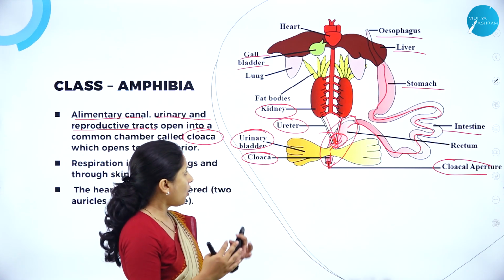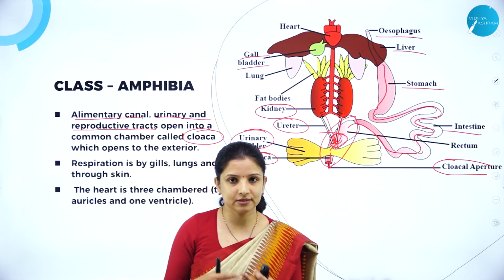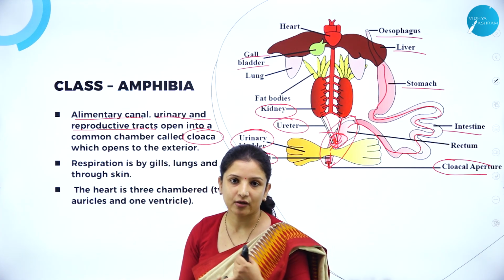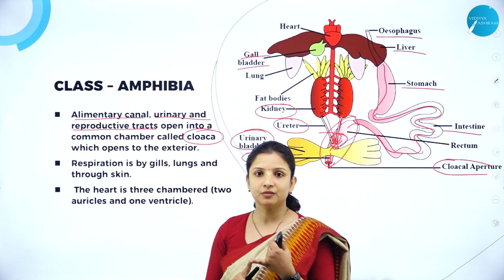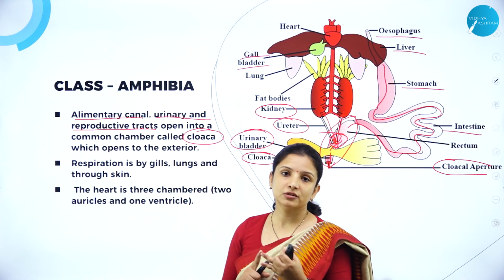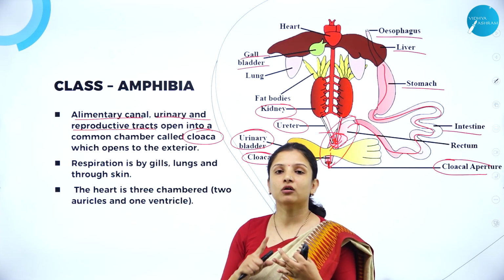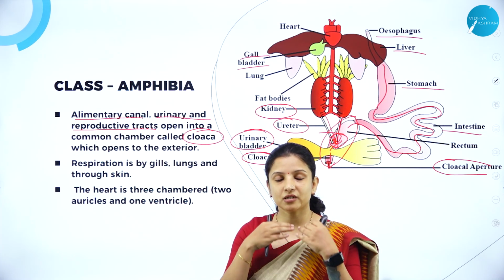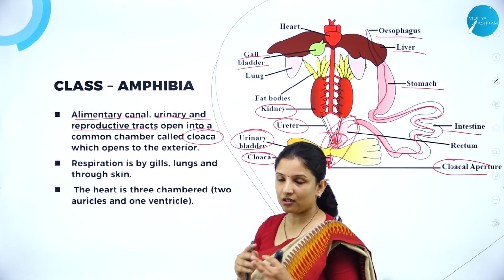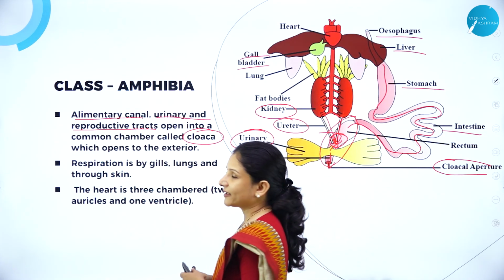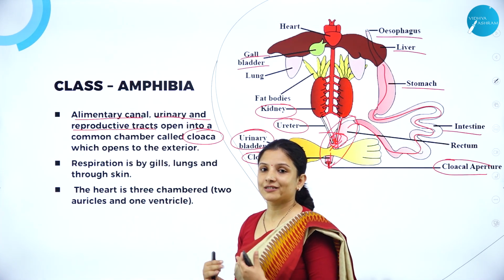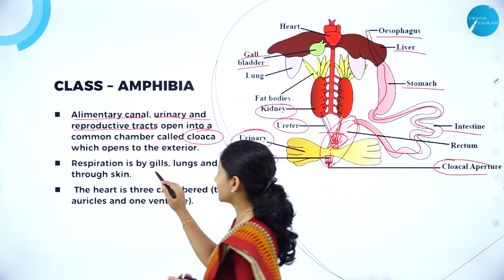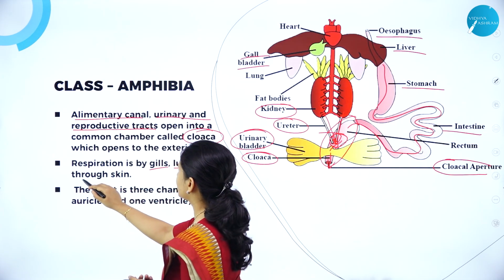So therefore all the different organ systems in them, that is the organs of the excretory system, the digestive system, the urinary system and the reproductive system, all come together and open into one chamber, that is the cloaca. And they respire. These organisms have organs that help them to respire. They can respire by gills, lungs and through skin.